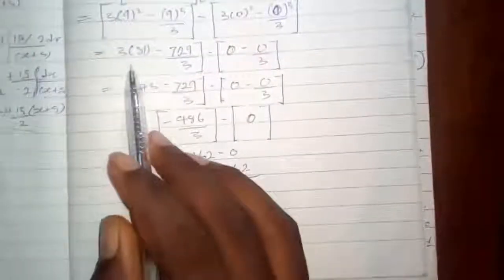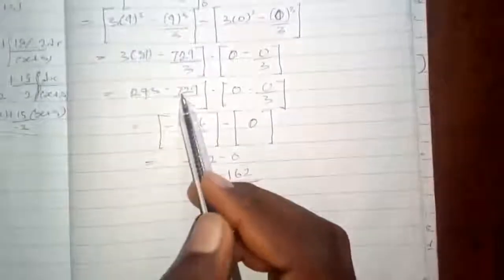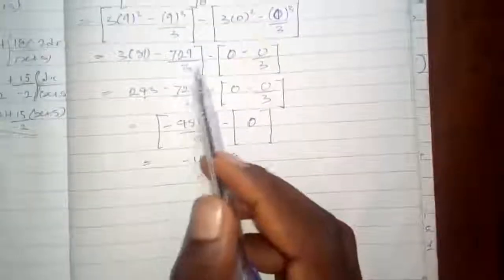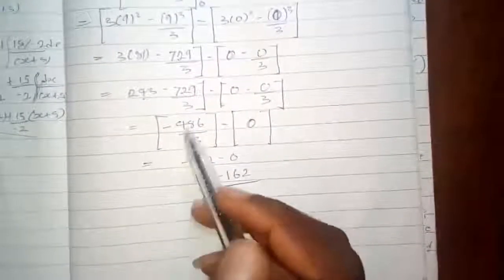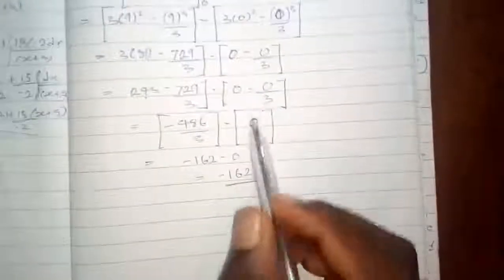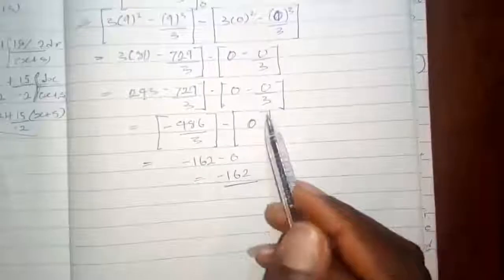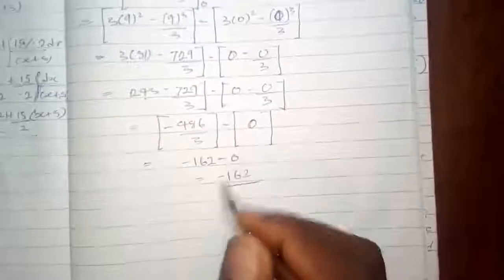Sorry, let me explain again. If you finish putting in your values, this 3 times 81 is 243, minus 9 cubed is 729. You put your over 3, then this will be 243 minus 729, which will be minus 486. You put your over 3. On the right hand side, everything here is 0, so we put our 0. So this is going to be minus 162 minus 0.